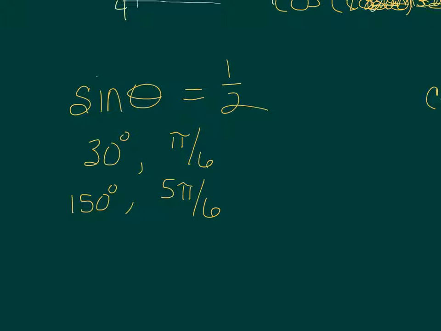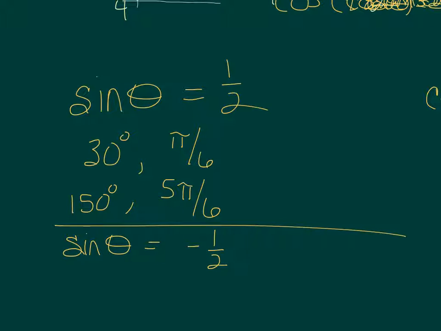Okay, so without a calculator implies without your unit circle. 30 times 5 is 150. Okay, if I ask you to give me two angles whose sine is negative 1/2 without your calculator or unit circle, what would they be? That would be 210 degrees. What is that in radian measure?